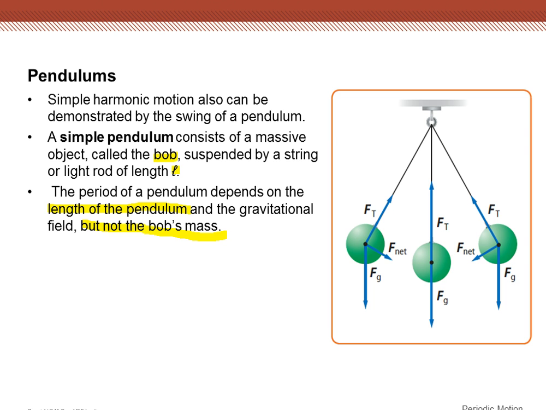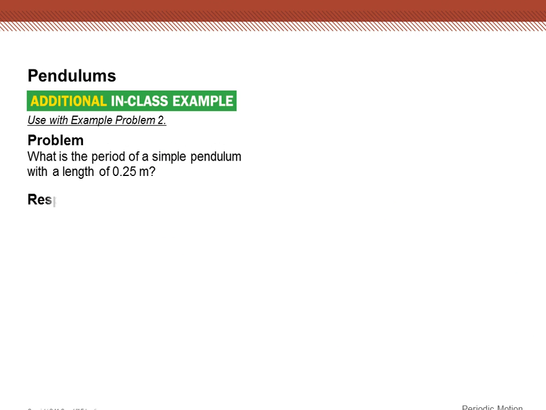And this is very important because it's kind of counterintuitive in that you would think that the heavier the object that you put on the end, that would affect how quickly it swings back and forth. But in fact, it doesn't affect it. What affects it is the length of the pendulum arm and the gravitational field. So as long as we're on Earth, that gravitational field is going to remain constant. And so we have an equation to find the period of any pendulum: 2 pi times the square root of the length divided by the gravitational constant, or in our case, 9.8 meters per second squared.